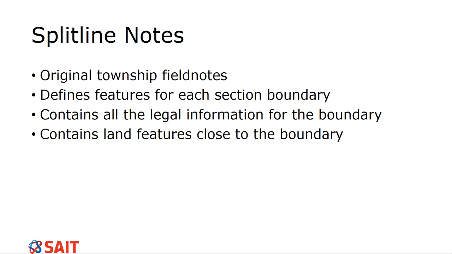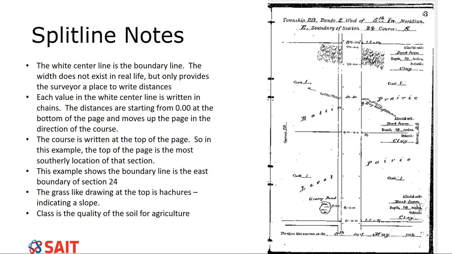What each of these split line notes do is they define the features for each section boundary. All the way around each section boundary, you're going to find a special set of notes for it. It has all the legal information for the boundary and it has all the land features, so it helps you to landmark a little bit. Here's an example, a quick overview of what you're seeing, and then I'm going to show a couple more examples outside of this.